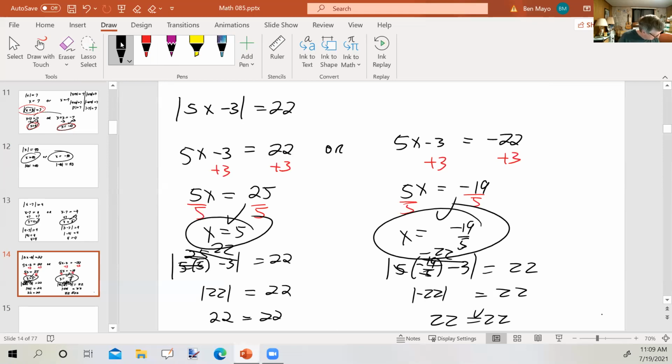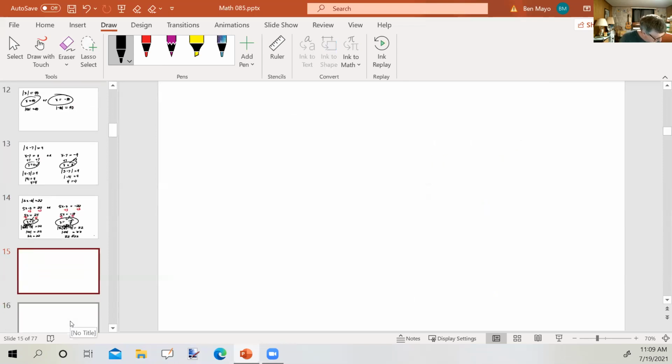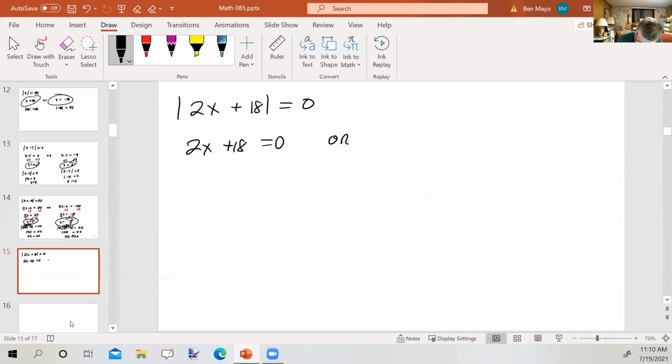All right. Let's see here. What about this situation? 2x plus 18, the absolute value equals 0. All right, so that means either 2x plus 18 equals 0, or 2x plus 18 equals the opposite of 0. What is the opposite of 0? It's still 0. So in fact, these are duplicate equations. So if we have an absolute value equal to 0, that's only going to produce one unique equation.